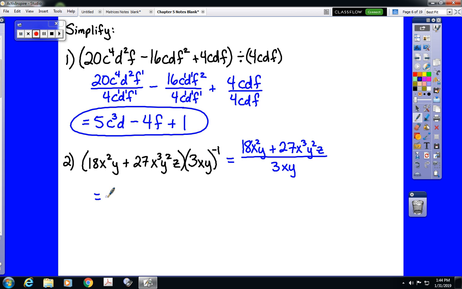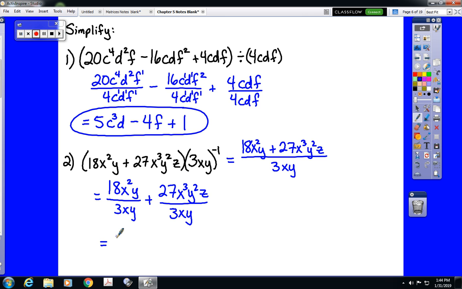Which means we're looking at the same problem we've been doing. We have each of those two terms divided by 3xy. So 18x squared y over 3xy plus 27x cubed y squared z over 3xy. And then we're going to divide just like we've been doing.